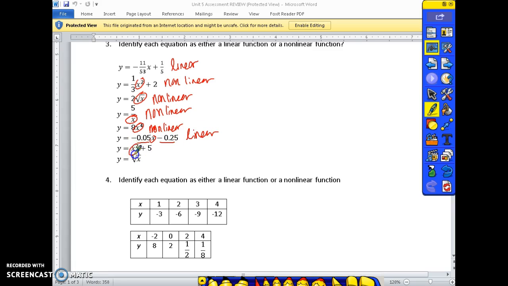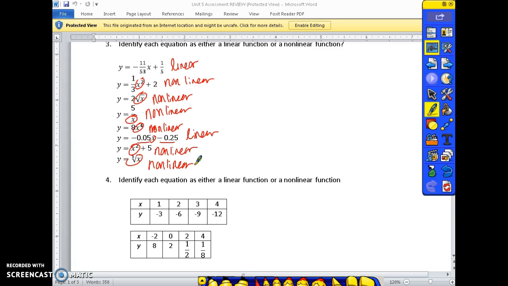For our next one, we have x squared plus 5. Our exponent is bigger than 1, so it is nonlinear. And then we have the cube root of x, and we cannot have it in a radical sign, so it is nonlinear. Number 4, identify each equation as either linear or nonlinear.